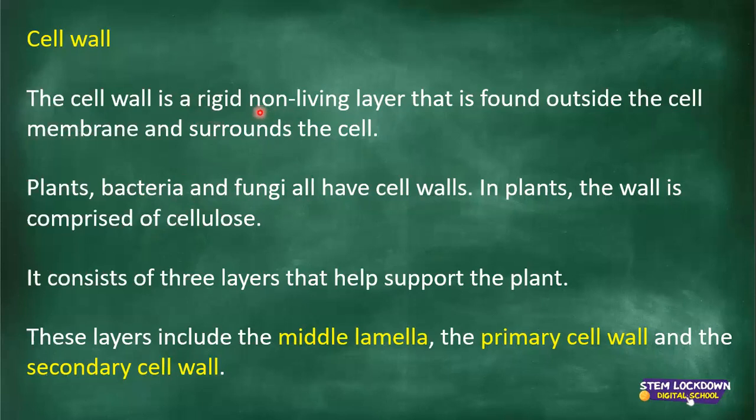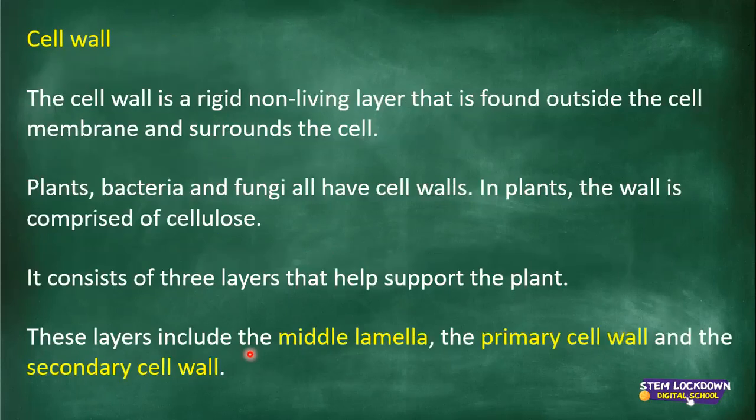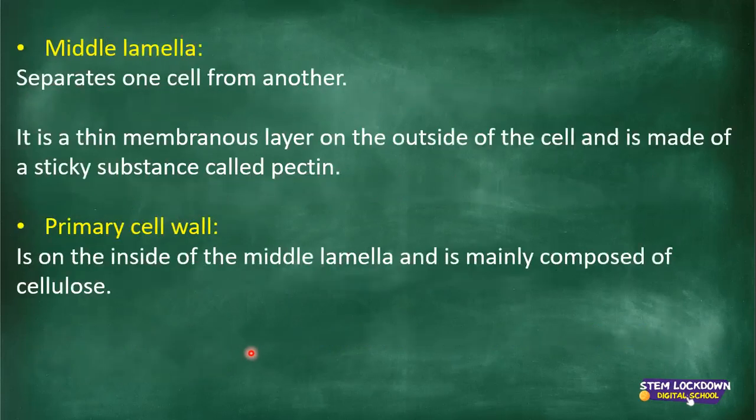The cell wall is a rigid, non-living layer that is found outside the cell membrane and surrounds the cell. Plants, bacteria, and fungi all have cell walls. In plants, the wall is comprised of cellulose. It consists of 3 layers that help support the plant. These layers include the middle lamella, the primary cell wall, and the secondary cell wall. So we discussed it, it has 3 layers.